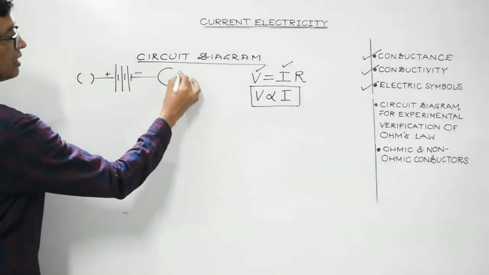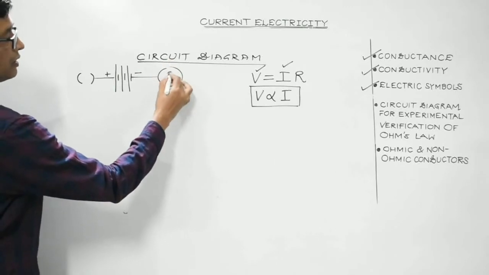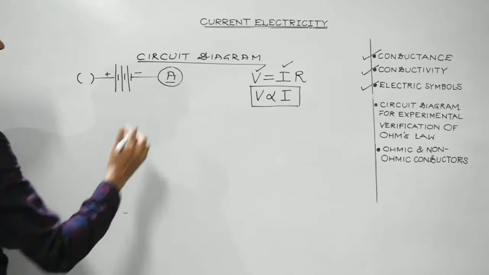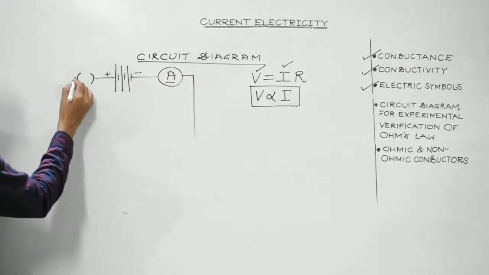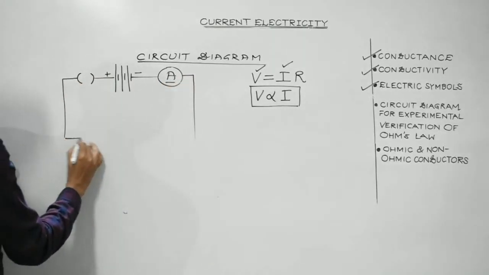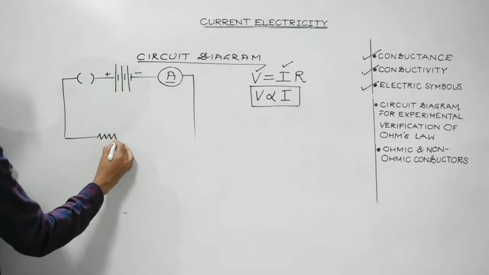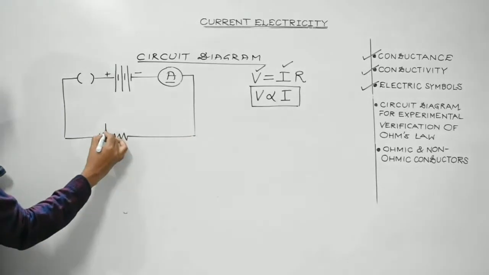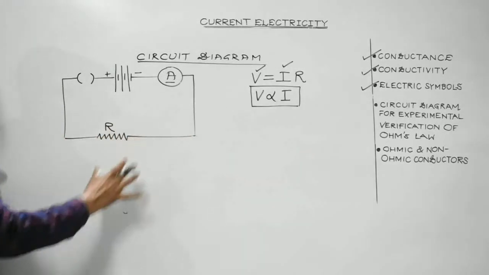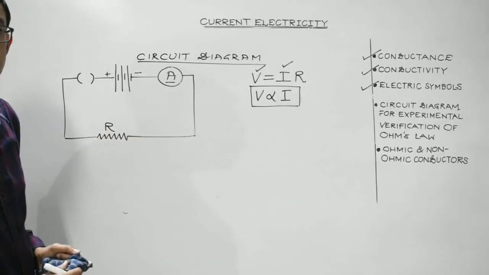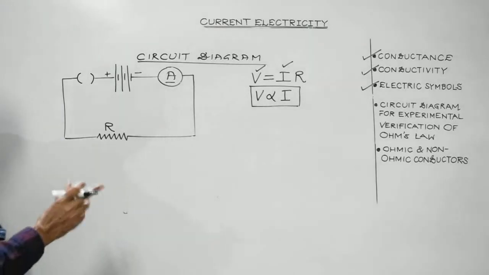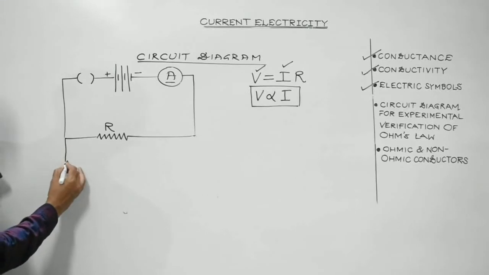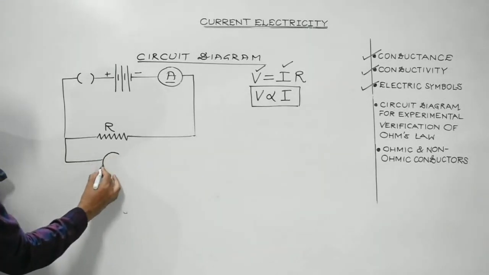Then an ammeter is connected in series. It is the DC ammeter because this is a DC source. And then this is the conductor or the wire across which the potential difference is to be measured. Suppose this is a standard resistance wire of resistance R, and a voltmeter is to be connected. So for that, a voltmeter is connected in parallel over here, like this.